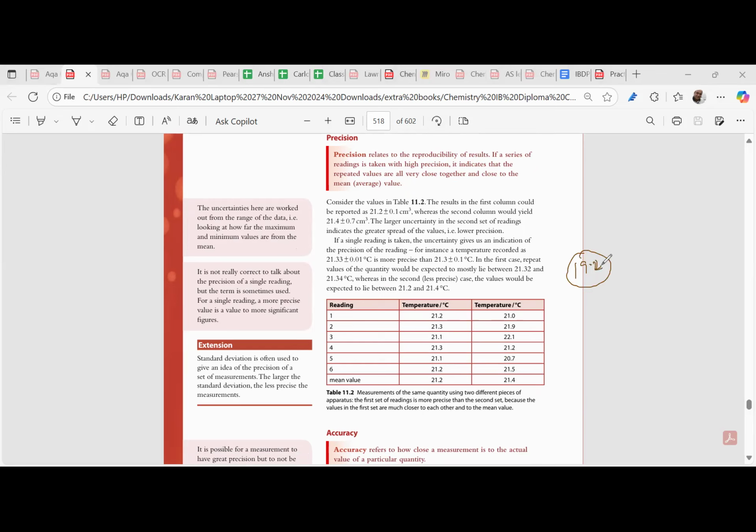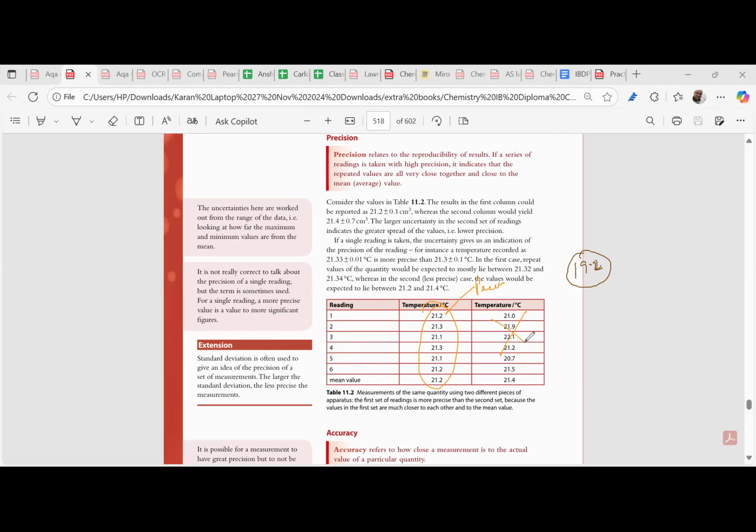Is it clear? What is accuracy? Accuracy is how close the measurements are to the actual value of a particular quantity. Did you get my point, right? How close are these values to the actual value, meaning the literature value?